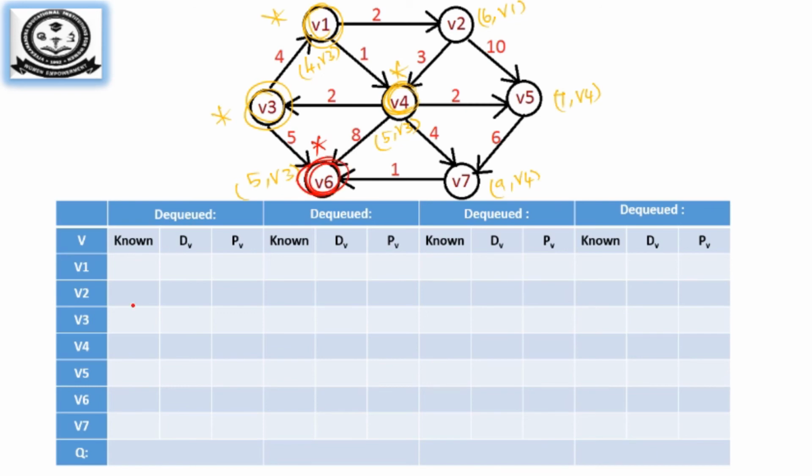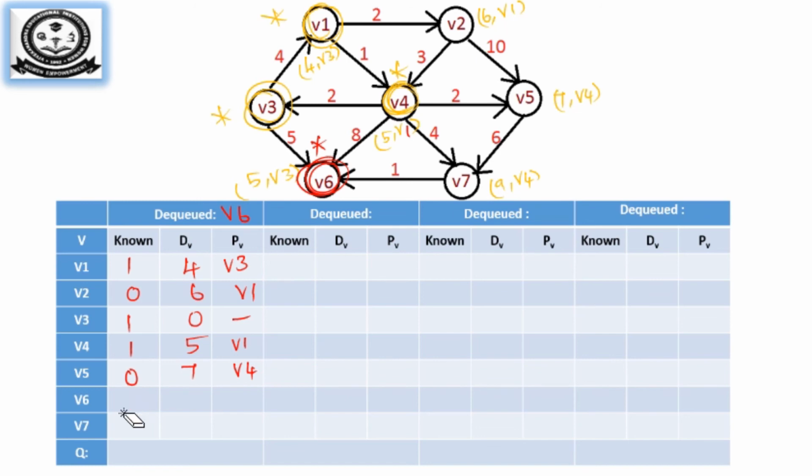So let me update. Already V1 is visited. So the distance is 4, and V3. And for V2 still it is not visited, so it is 0, 6, V1. V3 is the starting vertex, so you don't have any previous vertex for that. And V4 is also visited, with the distance of 5 from V1. V5 is still not visited, it is from V4, and V6 is not yet visited, it's going to be visited now.